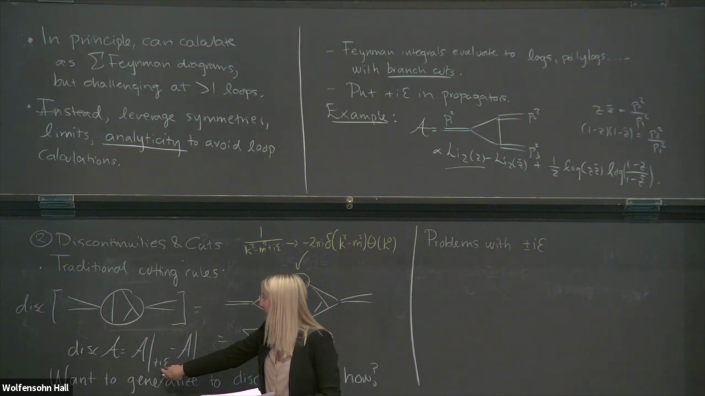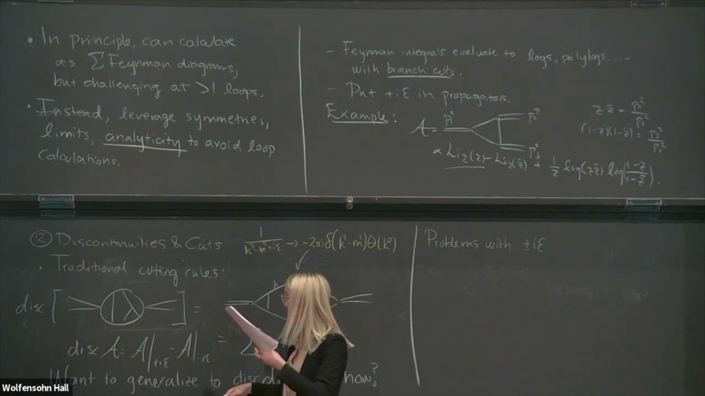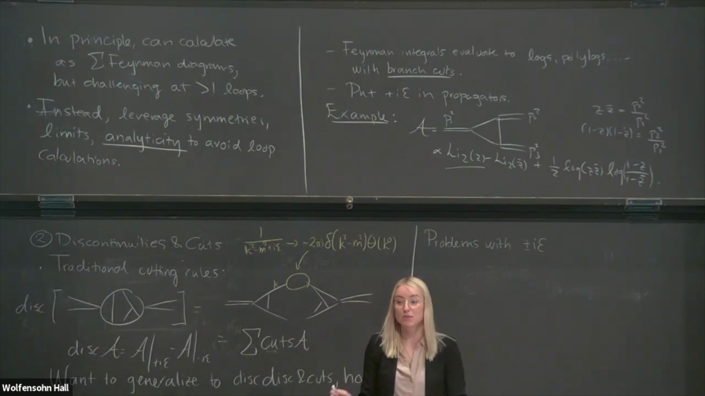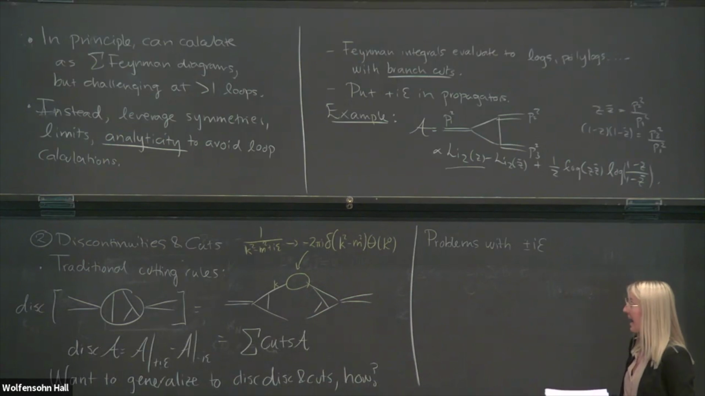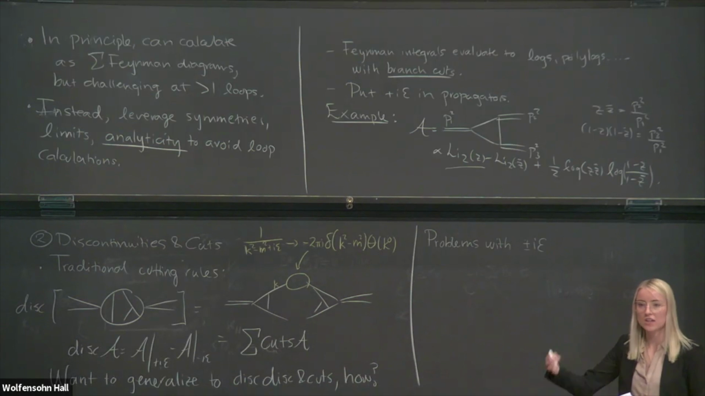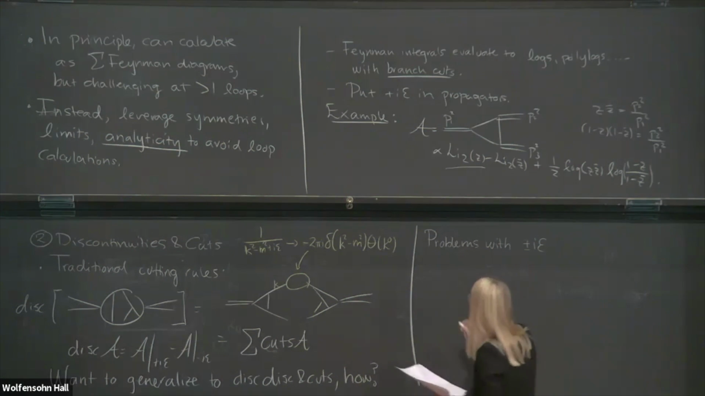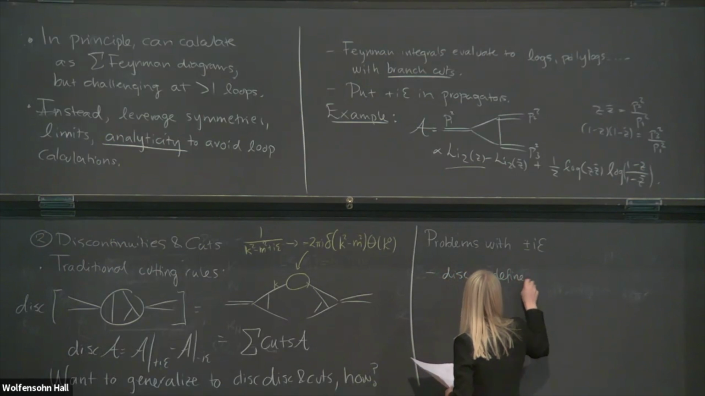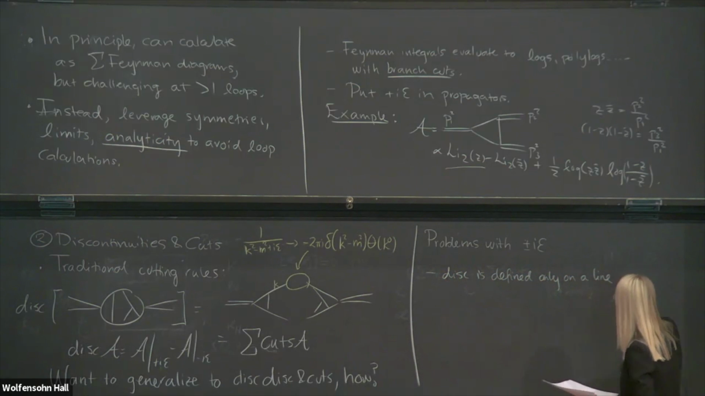So first, as was pointed out, this discontinuity that I compute on the left-hand side is taken as the difference between the amplitude with plus i epsilons and minus i epsilons, and then I take epsilon to 0. So in my discontinuity expression, I don't have any i epsilons floating around anymore. So I wouldn't a priori know how to insert them back in order to apply this formula sequentially. So the first problem is that the discontinuity is defined only on a line in the complex plane.